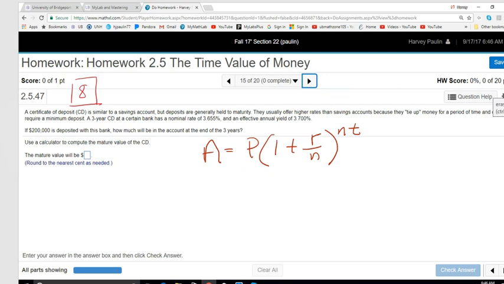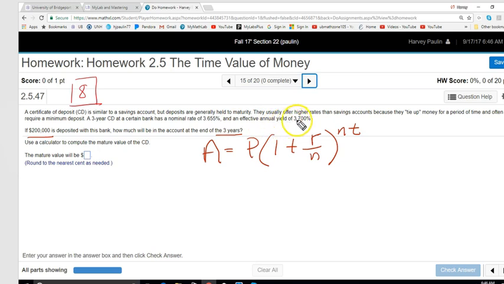Now, for number 8, they're giving us some more background on a vehicle for saving money. There's a savings account, but then there's also certificates of deposit, which are called CDs. They generally have a higher rate because your money is tied up for that longer period. Okay, so here we're depositing 200,000. Wow. And how much will be in the account at the end of 3 years?